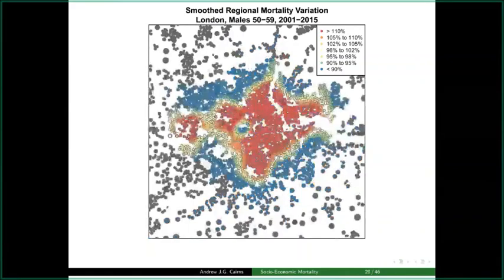And then focusing in on London, we can see that most of central London has relatively high mortality, with the exception of this sort of blue and green area, which is Chelsea and Kensington. And then the other blue areas are the more affluent suburbs around the outskirts of London.